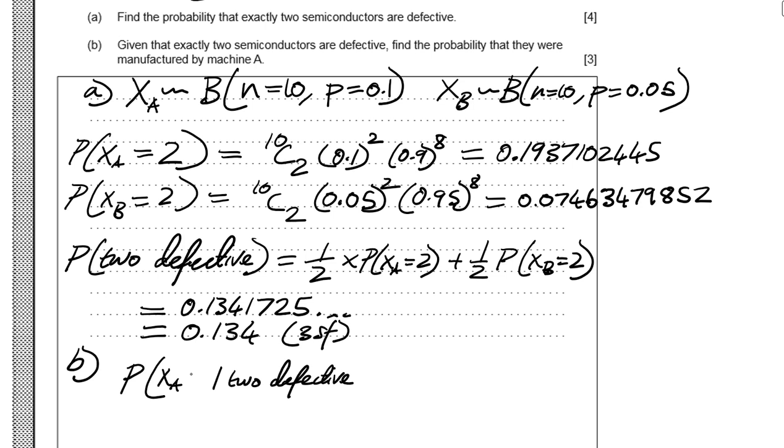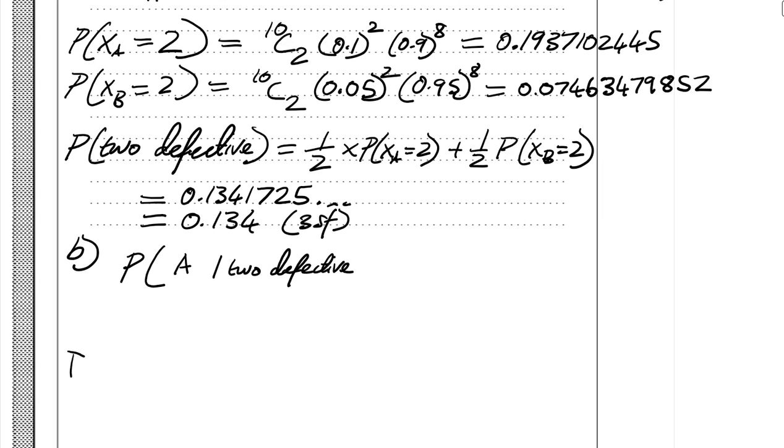So probability of XA, we can say XA equals 2, but actually it's half, right? So what we can say is A, and our probability of A equals 2.